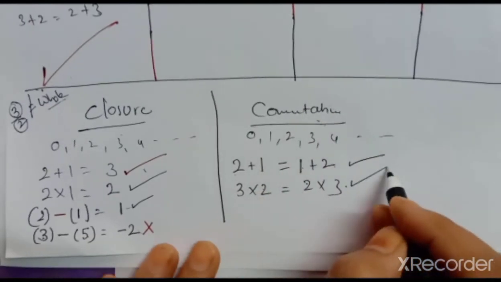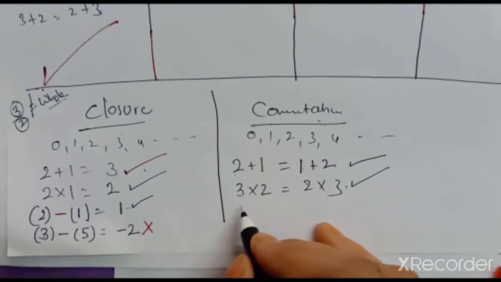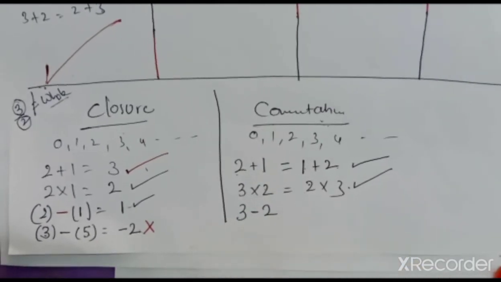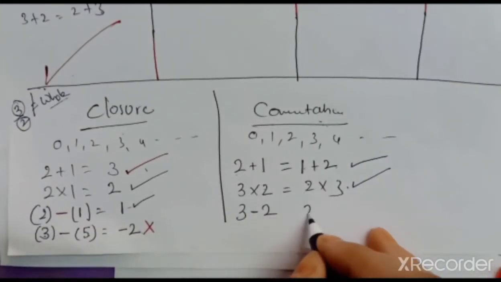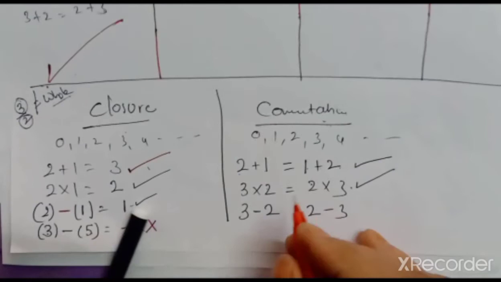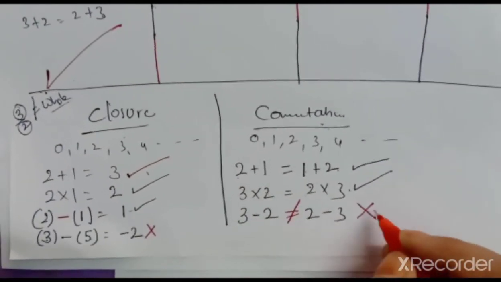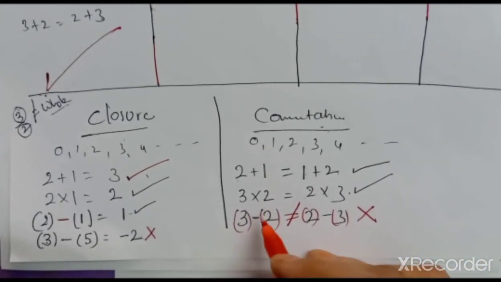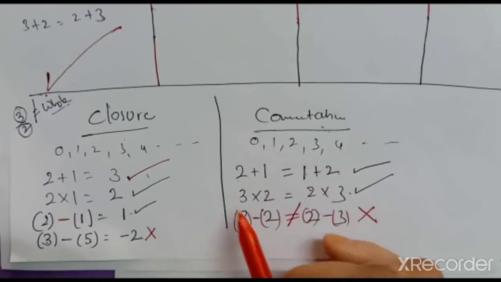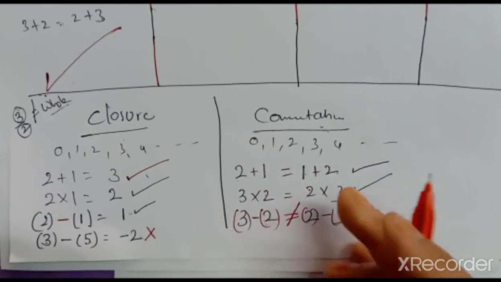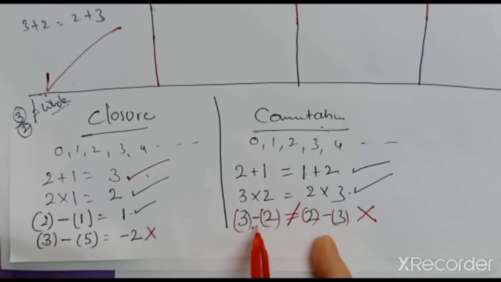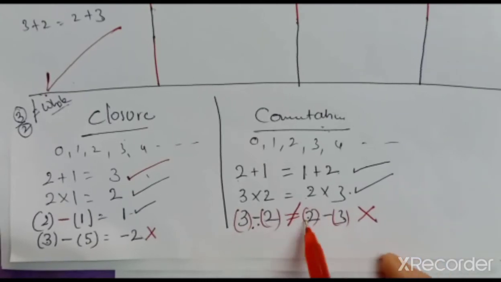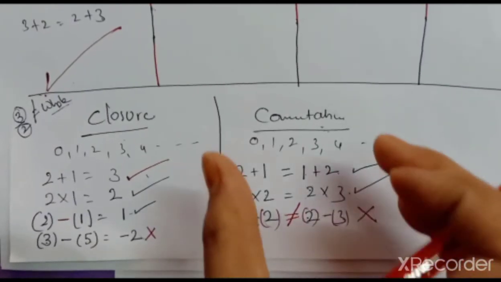Now move to subtraction. What about the subtraction? 3 minus 2, observe, you may get confused here. 3 minus 2 and 2 minus 3. Are these two equal? Not equal. So it does not follow commutative property. Here, concentrate on these numbers. This is one whole number, this is another whole number. If one whole number is subtracted from another, both results are not equal, so subtraction does not follow commutative property.